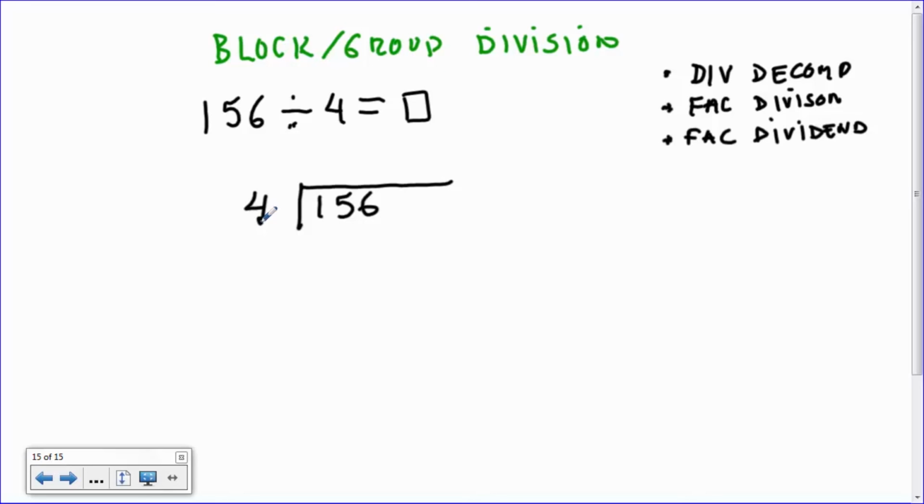Now again, as I said, block or group division is the idea that instead of distributing 156 items 1 at a time into 4 groups, maybe the kid knows that my dividend set, 156, is big enough that I know that 4 easily fits into 156 a certain number of times. In other words, they know that they could, for example, distribute 10 objects from the 156 to each of the 4 groups. So let's suppose they did that. Okay, and if I do that, I will have gotten rid of 40 of the 156 objects. So I've removed 40.